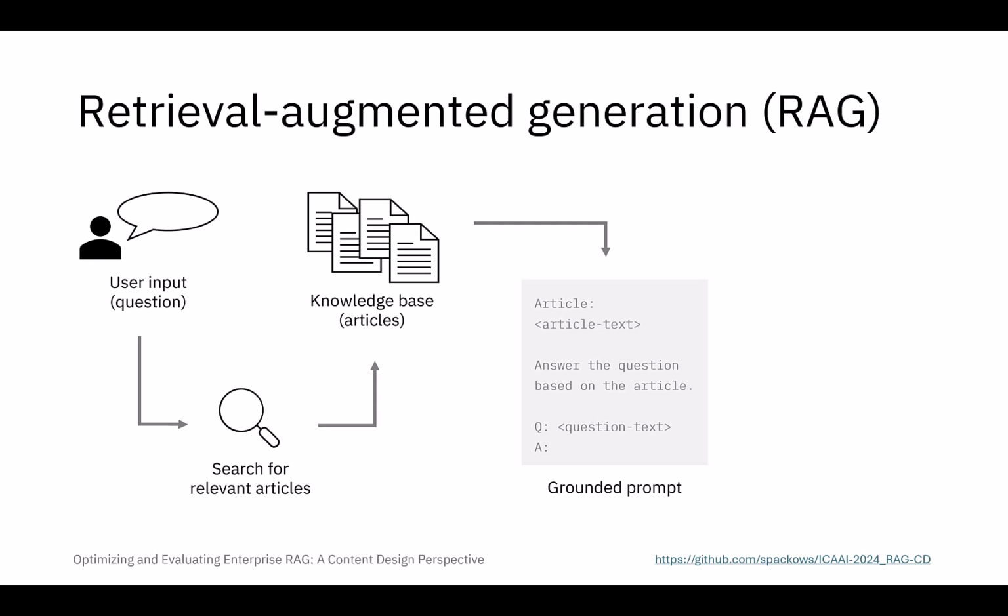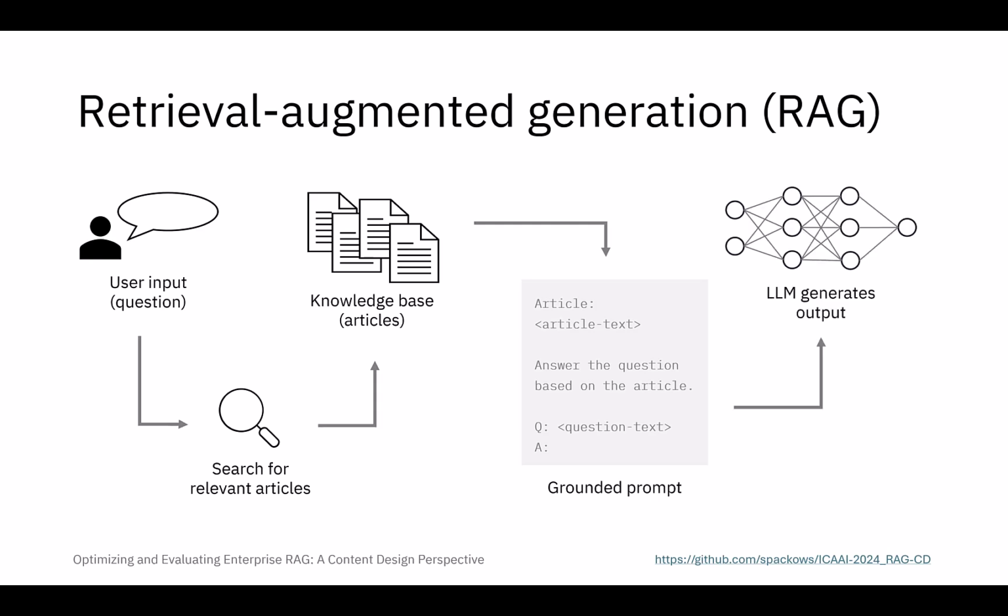Once we find articles that are relevant to the given question, then we create a prompt like this. We paste in the content of those articles, then we instruct the large language model to answer the given question, and then we paste the question into the prompt. When we send that to the large language model, the output that gets generated will be an answer to the given question based on the information in the article.